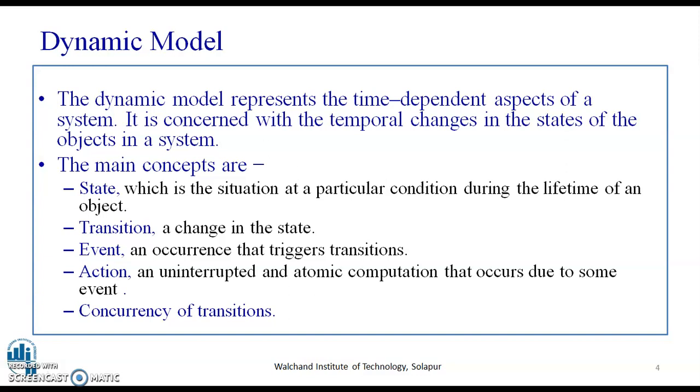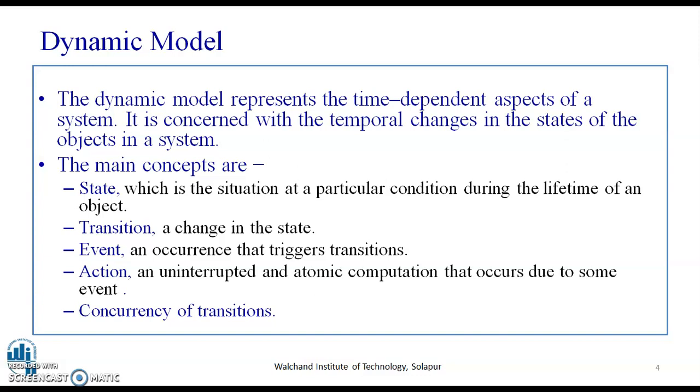In the same way, a state is particularly a situation which is associated with a predefined or a fixed time for a particular object. Then, what is a transition? A transition is a change in the state. And how does this transition happen? This transition happens with the occurrence of an event that triggers the transition.